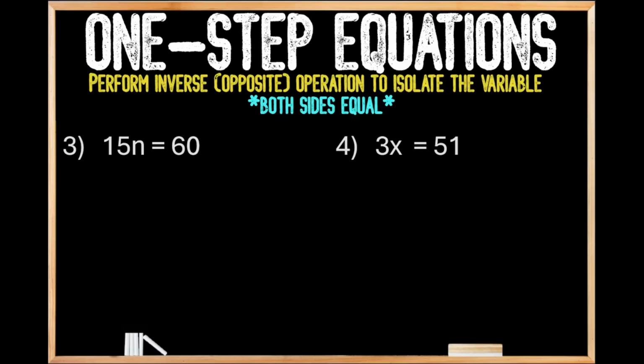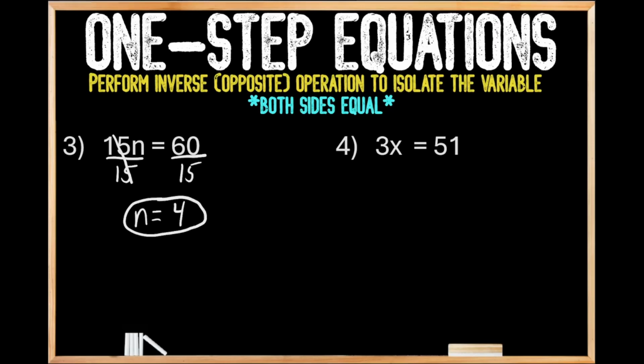Since we have a number that's next to a variable, we're multiplying, and the opposite operation of multiplication is division. So we're going to divide the left-hand side of this equation by 15, and we need to make sure that we keep both sides equal. So we're going to divide the right side of this equation by 15 as well. Multiplying by 15 and dividing by 15 on the left-hand side cancel each other out. So now n is isolated, and then for the right-hand side, we're going to divide 60 by 15, which we know gives us 4, so n equals 4.